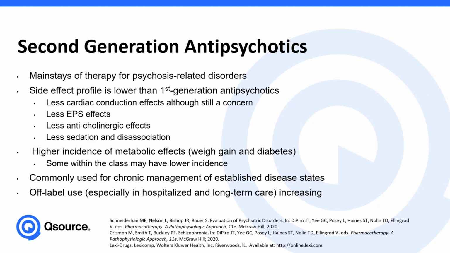Second generation antipsychotics are going to be the mainstays of therapy for psychosis-related disorders, especially in the patient population we're discussing today. They are used in acute management as well, and sometimes that leaks into long-term care. But if you're going to use an antipsychotic and you have an appropriate indication, the second generation antipsychotics are going to be more appropriate from a risk-benefit perspective for more chronic use.